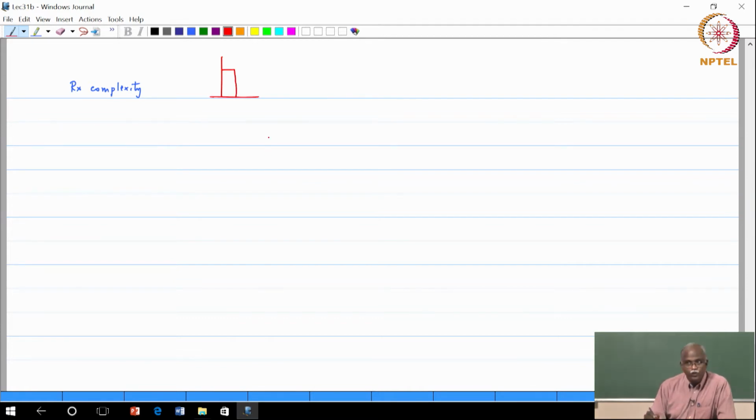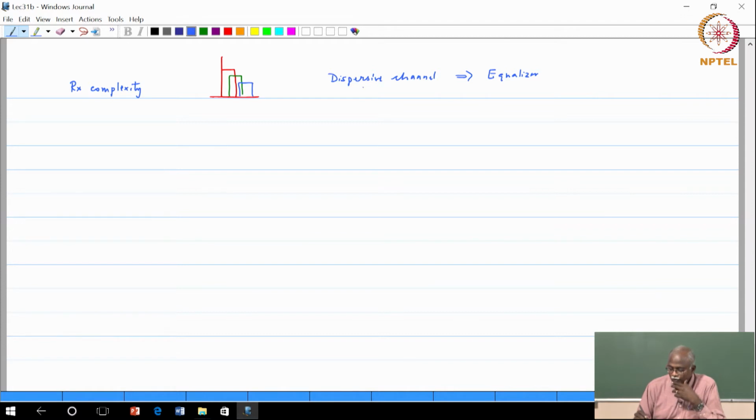If I have no dispersion, this is what I transmit, this is what I receive. Now, supposing there is dispersion and I get this type of a signal at the receiver, what do I need to do at the receiver? I need to use an equalizer. So, a dispersive channel means an equalizer is needed. Dispersive channel means equalizer is the only way I can solve this problem.